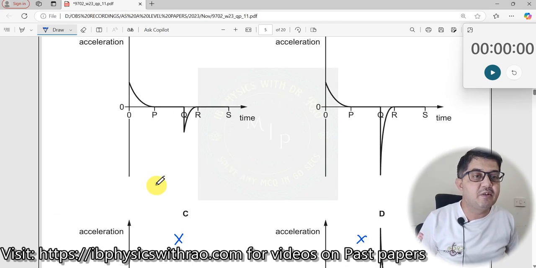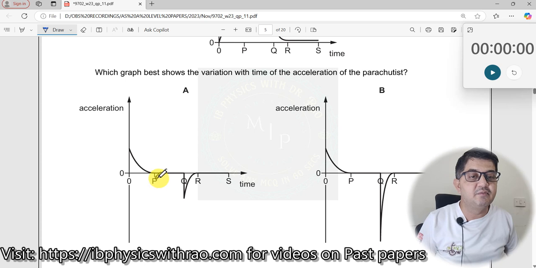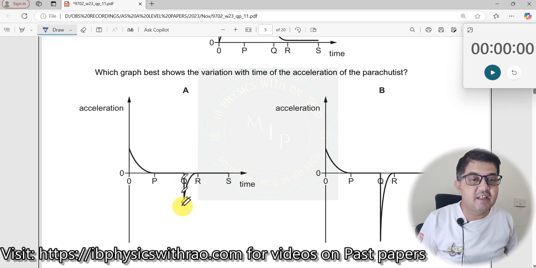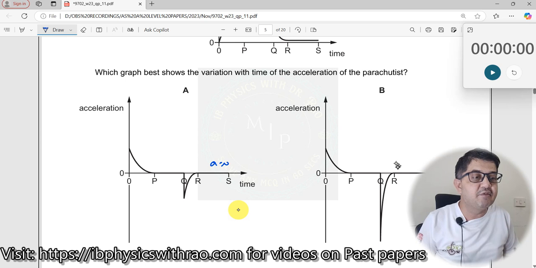Now you are left with only 2 options. Which of these is correct? Acceleration equal to 0 in the PQ region is shown clearly here. Then acceleration increases but in a negative way. Both of them are showing the same thing. A equal to 0 here, A equal to 0 here, A equal to 0 here. All the regions are fine, very similar, except for this region.